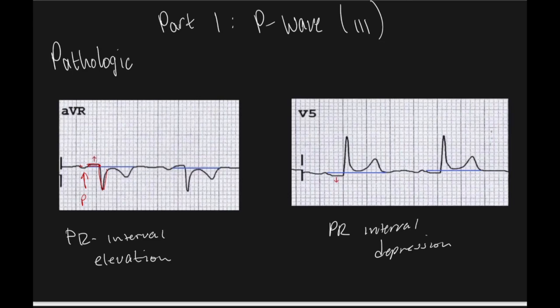Now it is worth pointing out that the PR interval elevation is concerning when it is in AVR, but the PR depression can be of concern throughout. That is to say, in all leads. So not too much to know for the P waves.